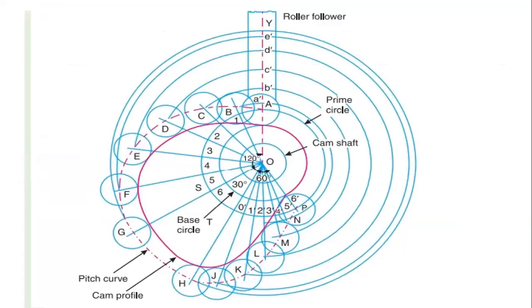So next we have to draw the cam profile. First of all, you have to draw the camshaft. This is the camshaft, which has a 25 mm diameter. So the diameter of the camshaft is taken as 25 mm, and divide this camshaft.